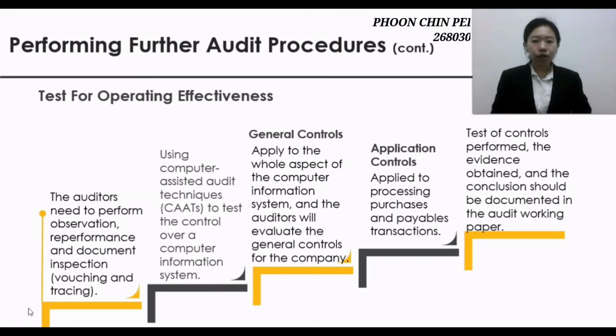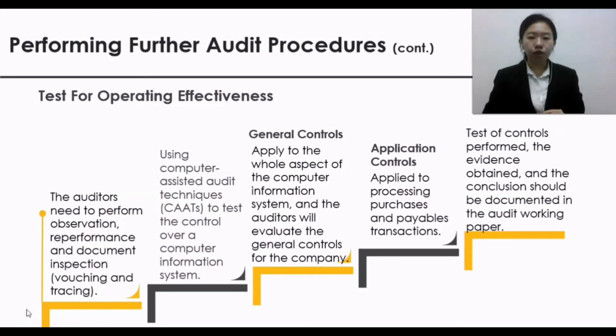In addition, tests of control will use computer-assisted audit techniques to test the controls over a computer information system. There are two categories of controls for a computer information system: general controls and application controls. General controls apply to the whole computer information system, and the auditor will evaluate the general controls for the company. Meanwhile, application controls apply to processing purchase and payable transactions. When the test of control is performed, the evidence obtained and the conclusion should be documented in the audit working paper.